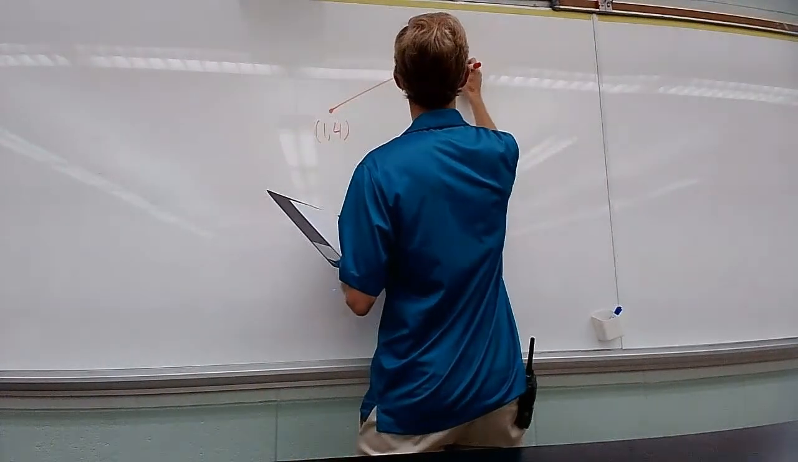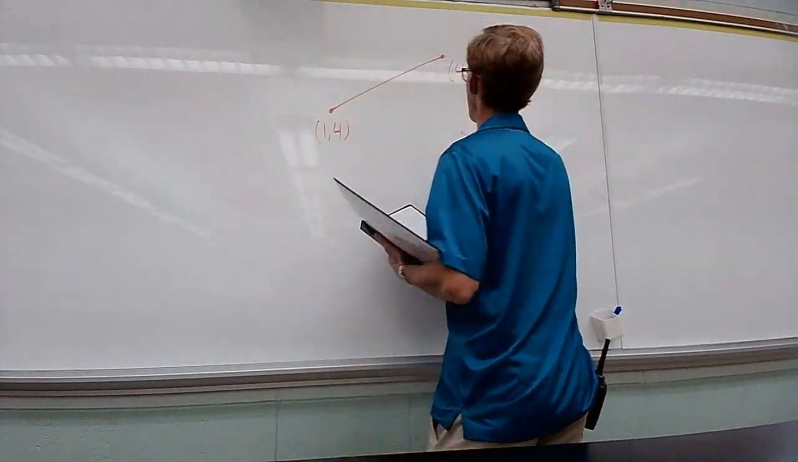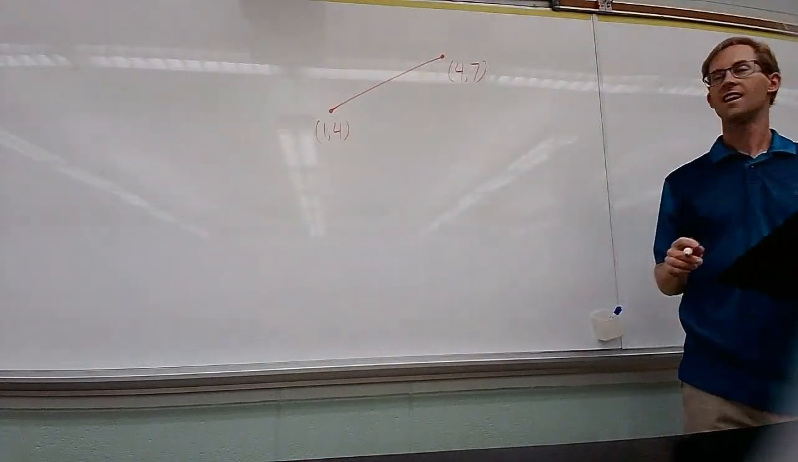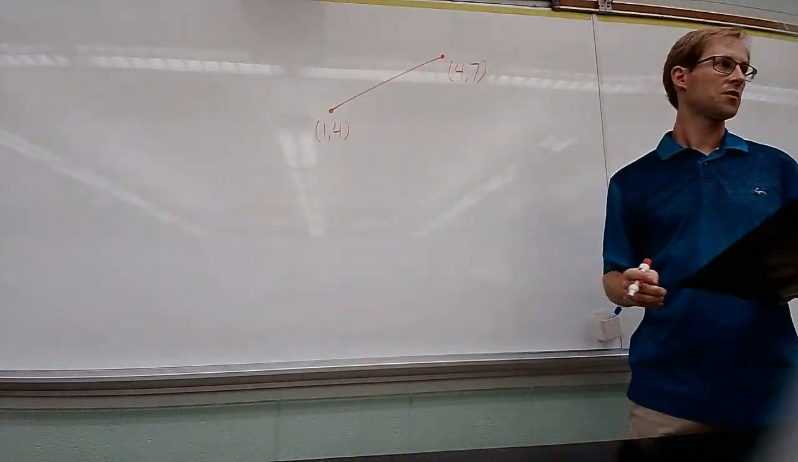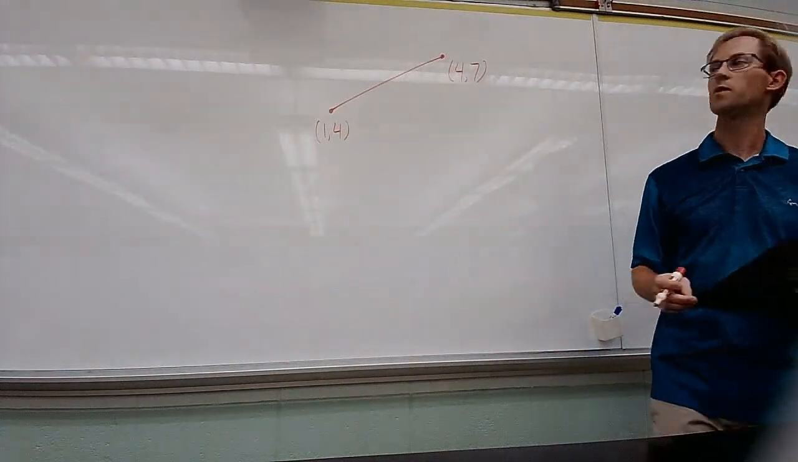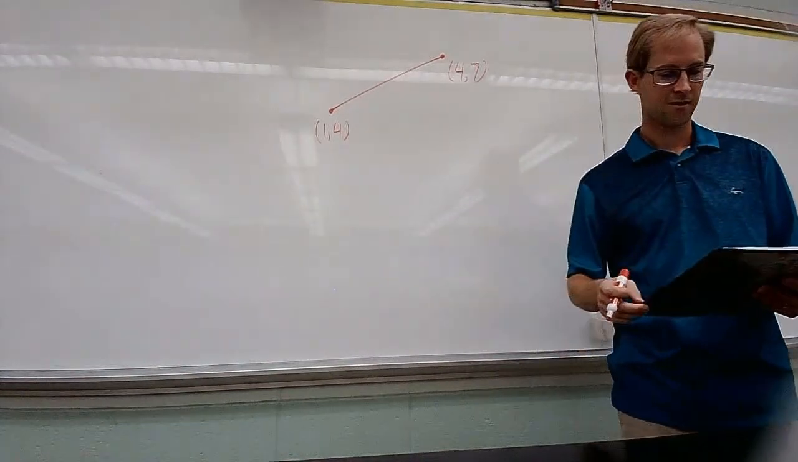All right, here's a line, and it's got 2 points. I would like you to figure out for me what the slope of this line is.